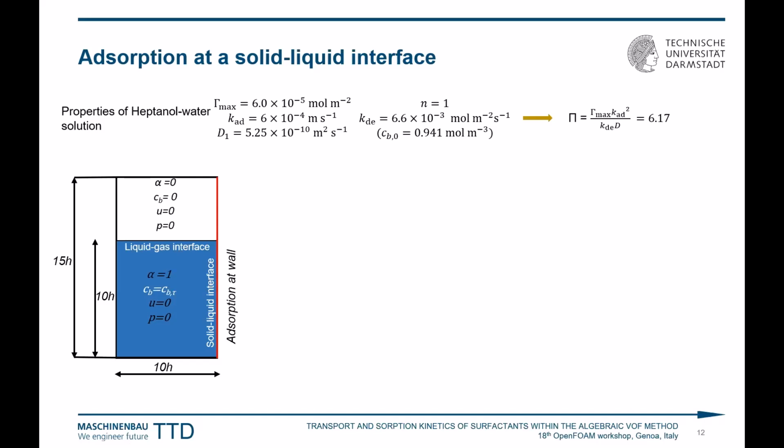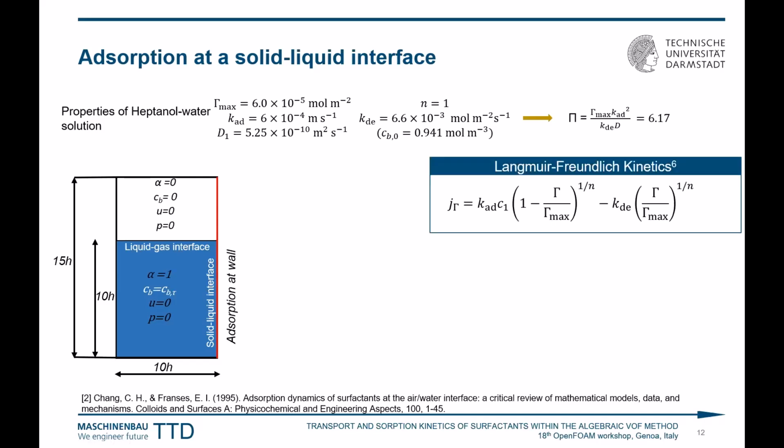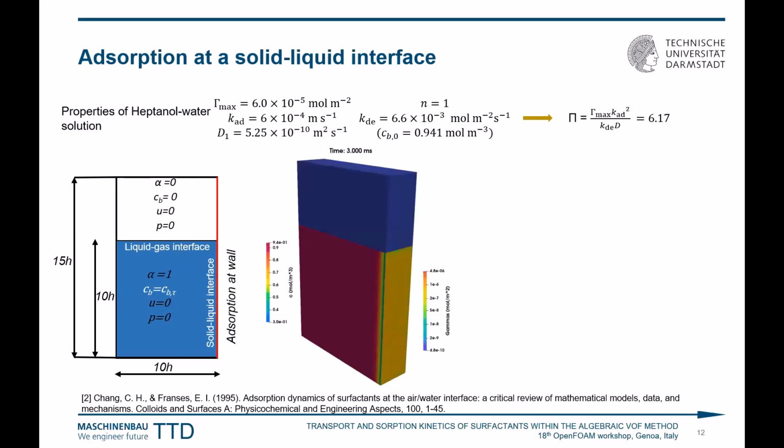Meaning there are two phenomena happening here. The surfactant within the bulk has to diffuse towards the wall and then get adsorbed. So either of these two mechanisms can be the limitation. Accordingly, by using an adsorption model like Langmuir-Freundlich kinetics, we can simulate the ideal cases of adsorption limited, diffusion limited, or also mixed kinetics. So such a validation is shown here.